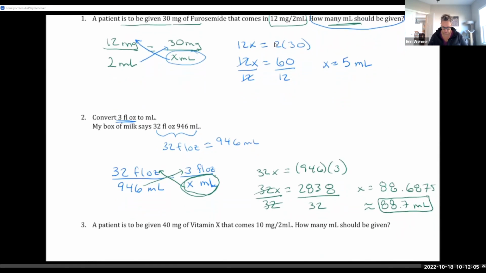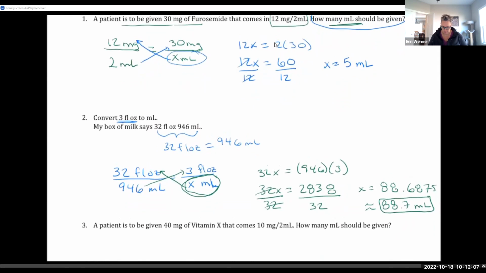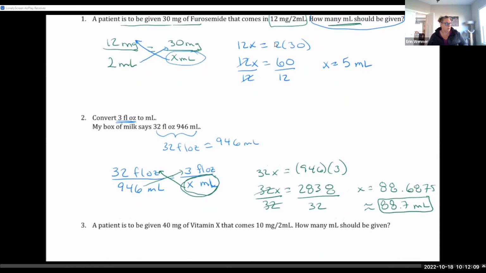So I'm going to let you try the next one on your own. Number 3, I'll let you see the other two that we've already solved. So at the bottom, it says a patient is given 40 milligrams of vitamin X that comes in 10 milligrams per 2 milliliters. How many milliliters should be given?